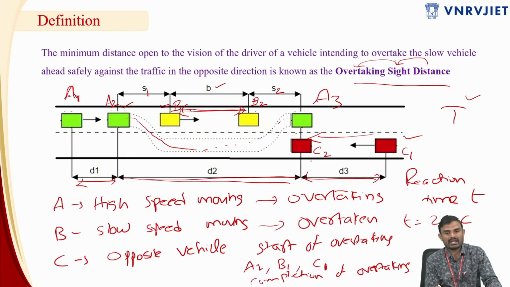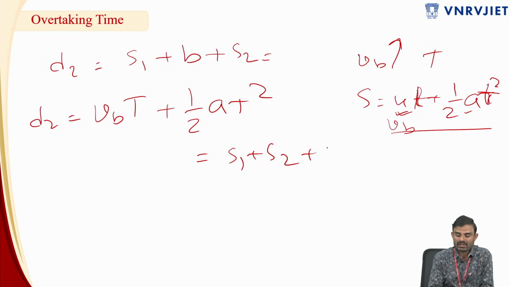If you look at the previous slide, B is the distance traveled by vehicle B from B1 to B2. As vehicle B is moving with uniform speed, and as we know that speed is equal to distance by time, therefore distance is equal to speed into time. The speed at which vehicle B is traveling is VB, and the time for which it is traveling is the entire overtaking time. So this is equivalent to this.